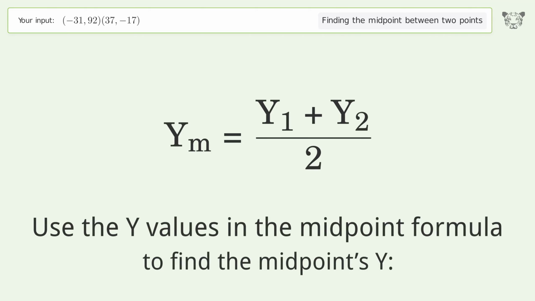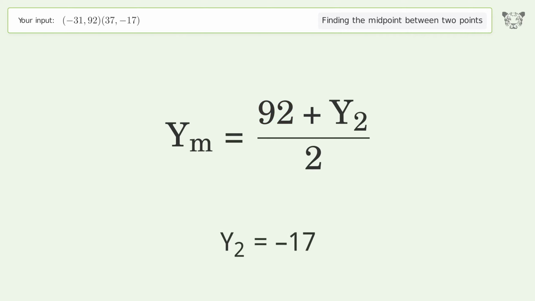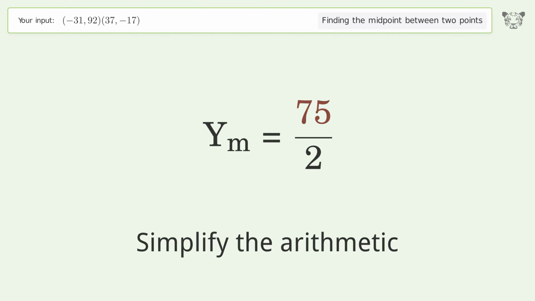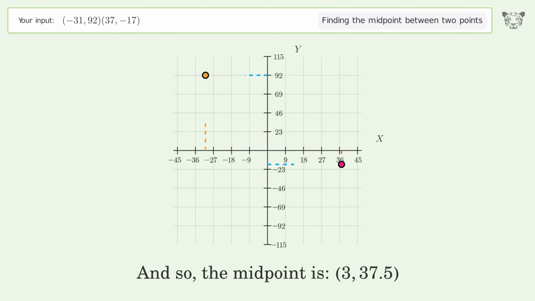Use the y values in the midpoint formula to find the midpoint's y. y1 equals 92. y2 equals -17. Simplify the arithmetic. And so, the midpoint is (3, 37.5).